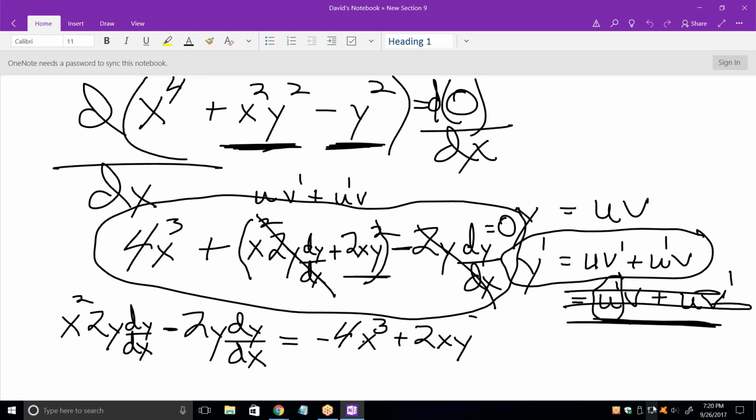plus 2xy squared. Wait, why is it minus? Because I had to move the 4x cubed to the other side of the equation. Oh, yeah, okay. And this should be minus also. Thank you. You pointed out a mistake that I had made.